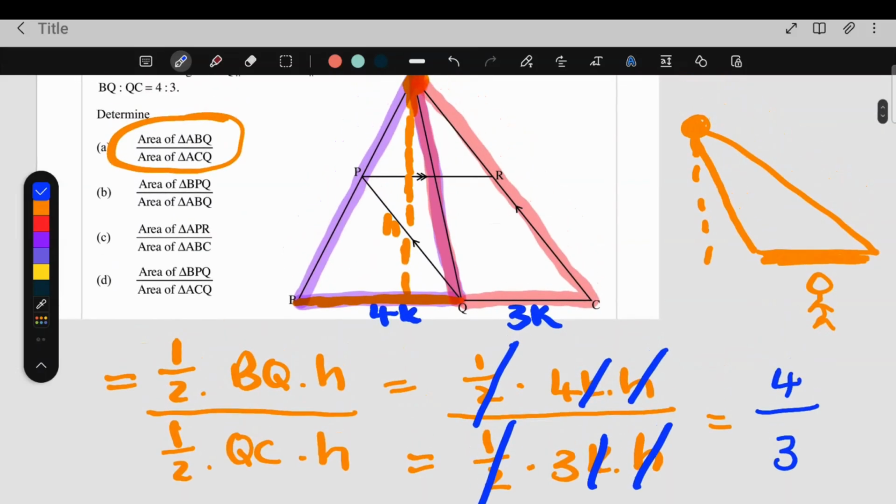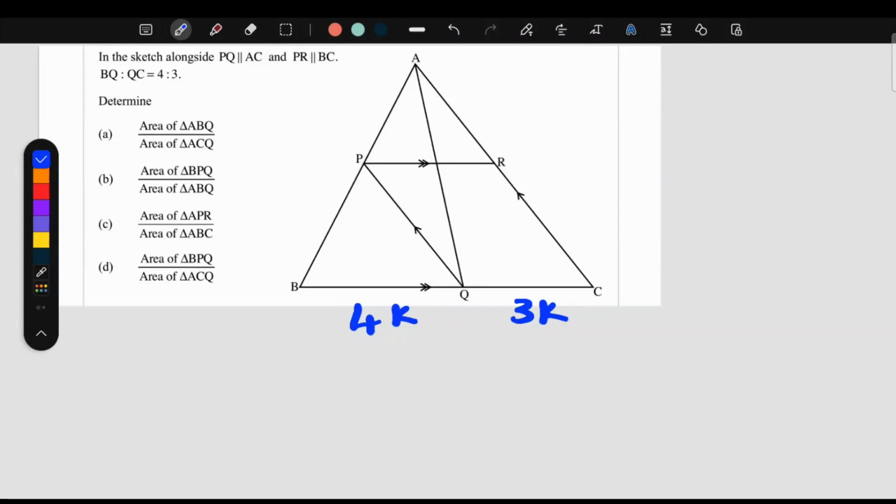And that's the answer. They want the area of BPQ. So let me highlight. BPQ. BPQ is over here. So they want the area of this one over the area of ABQ. So ABQ. We're busy with this question over here.